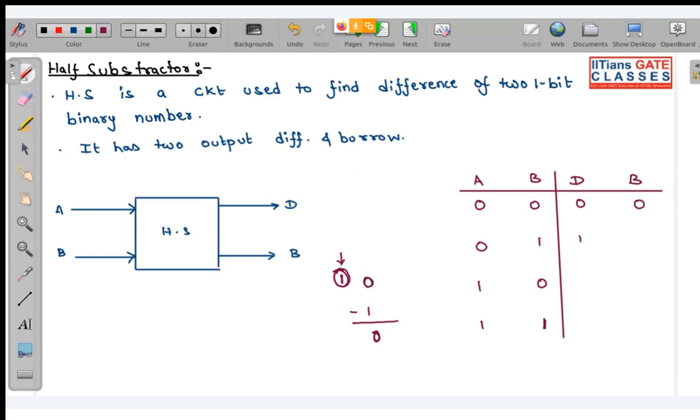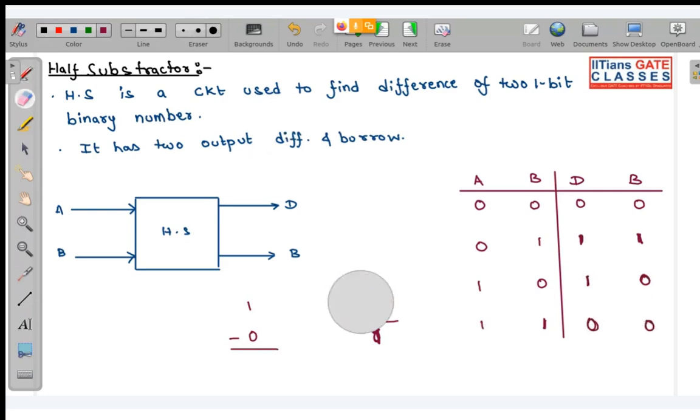So difference will be 1, and even borrow will be what? Borrow will be 1. Okay. Now if I do 1 minus 0, so your difference will be 1, borrow will be 0. Now if I do 1 minus 1, so difference is 0, borrow will be also 0.